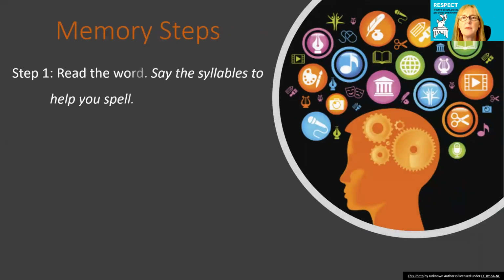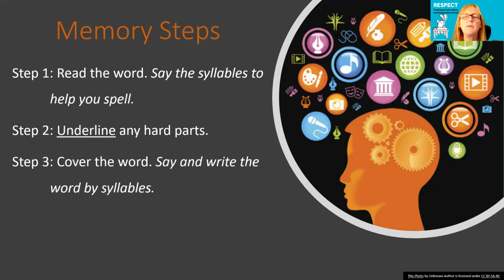So here are our memory steps, just a reminder of the memory steps. Read the word, say the syllables to help you spell them. Next week, we're going to talk a lot more about multisyllable words or polysyllabic words. Poly means many. Underline any hard parts of the word. So of course, I might underline the O-U to remind myself that it's O-U instead of just O-R. And then maybe even the S-E to remind me that I can't end in an S unless it's a plural. Then I'm going to cover the word. I'll say and write the word by syllables. And then I'll check my work, of course.